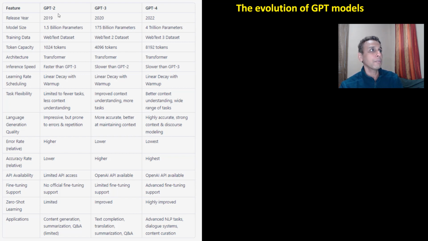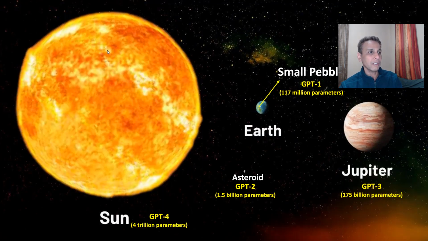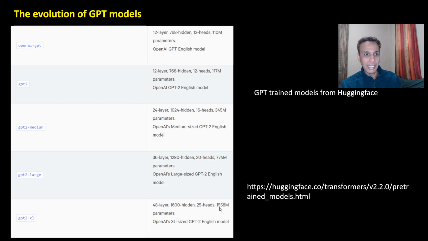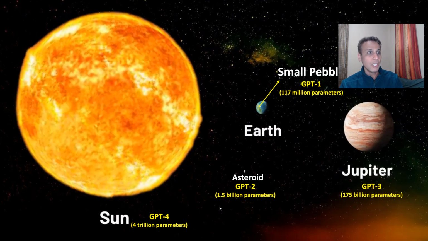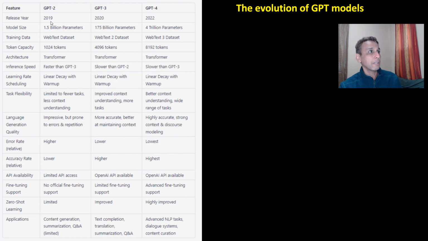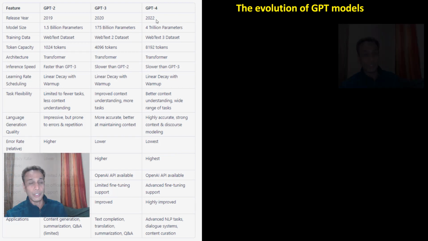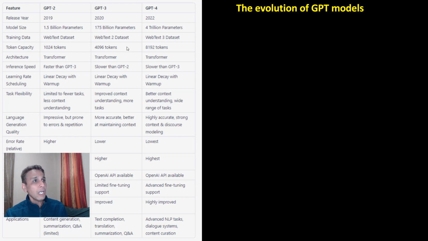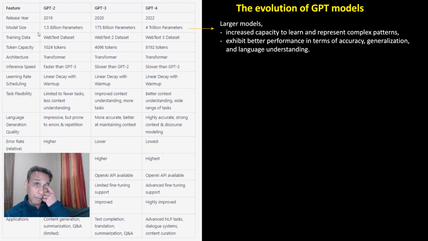Now let's compare GPT-2, 3, and 4. I'm taking the best of GPT-2 right here. So GPT-2 XL is 1.5 billion parameters. It was released in 2019, GPT-3 in 2020, and GPT-4 in 2022. There's a lot to study here, but let's focus on a couple of things. One is the model size itself. You see 1.5 billion to 175 billion, that's more than 10 times, to 4 trillion.